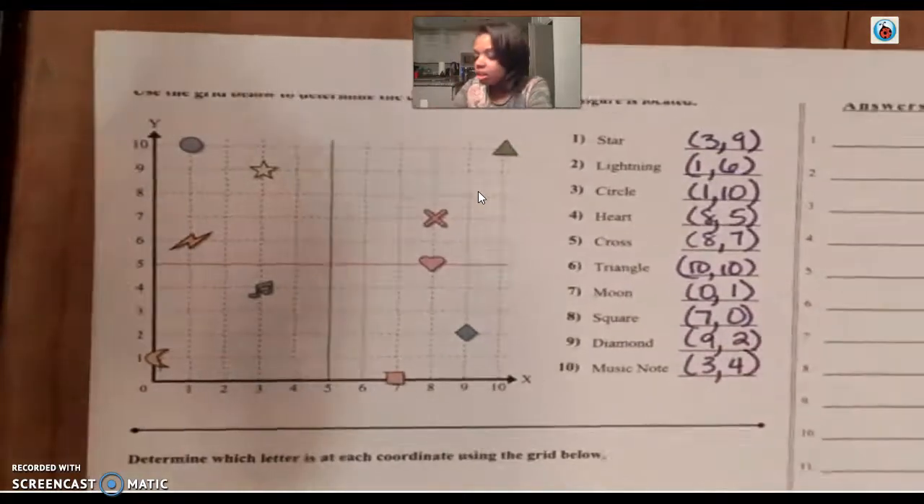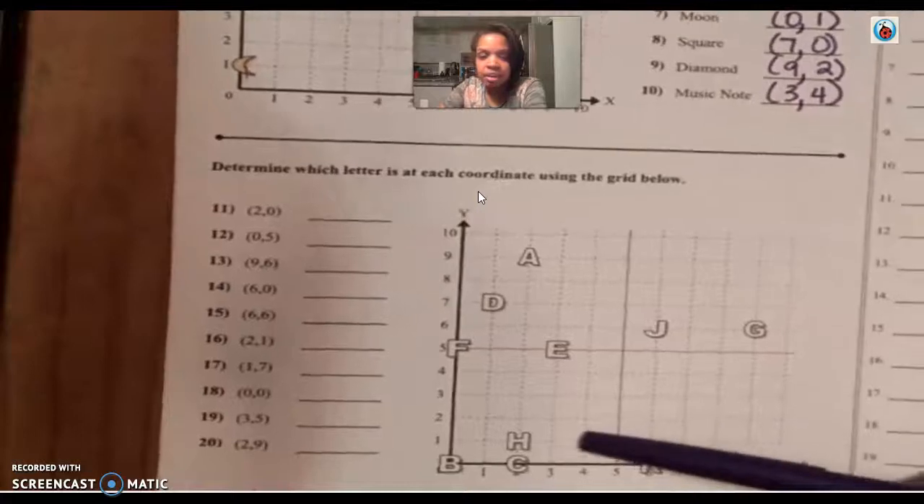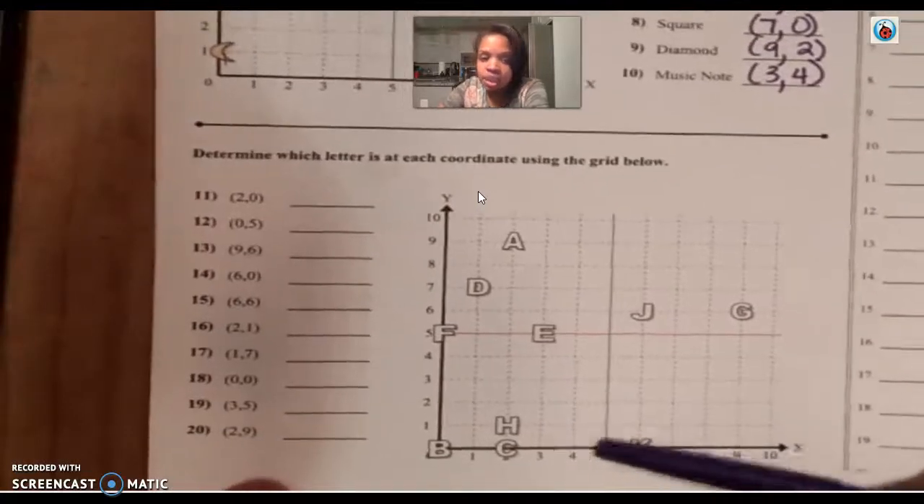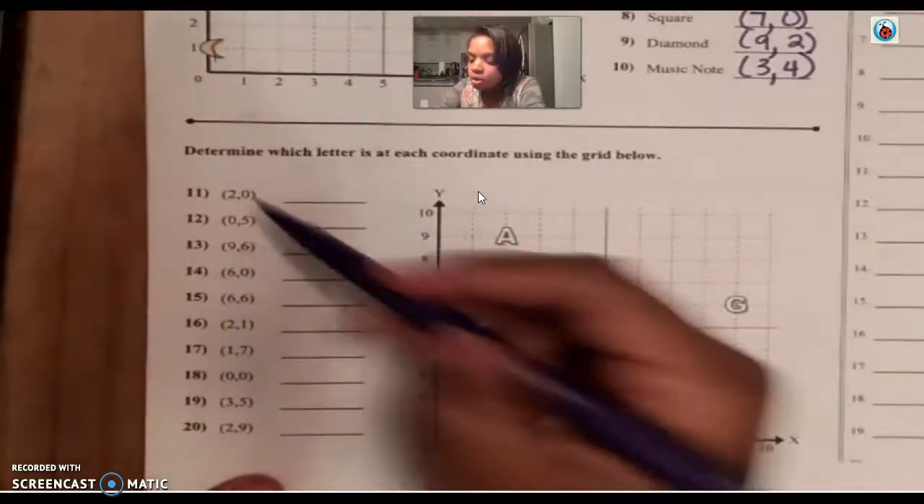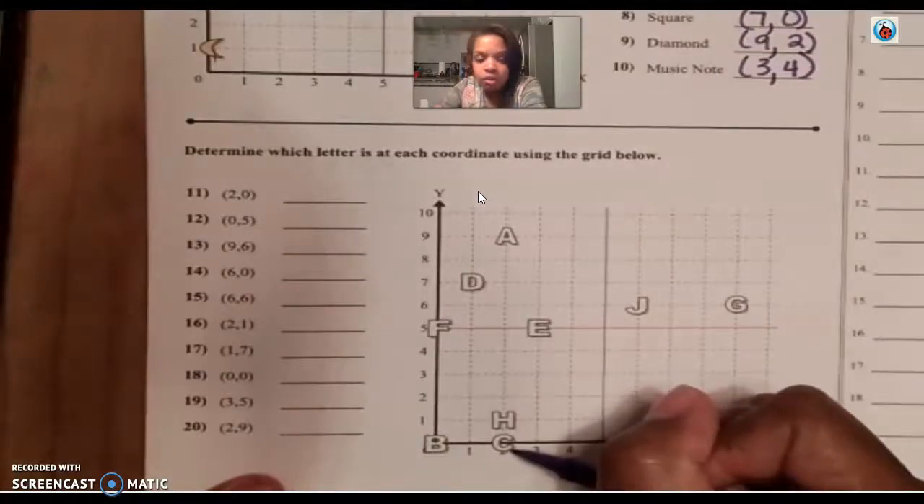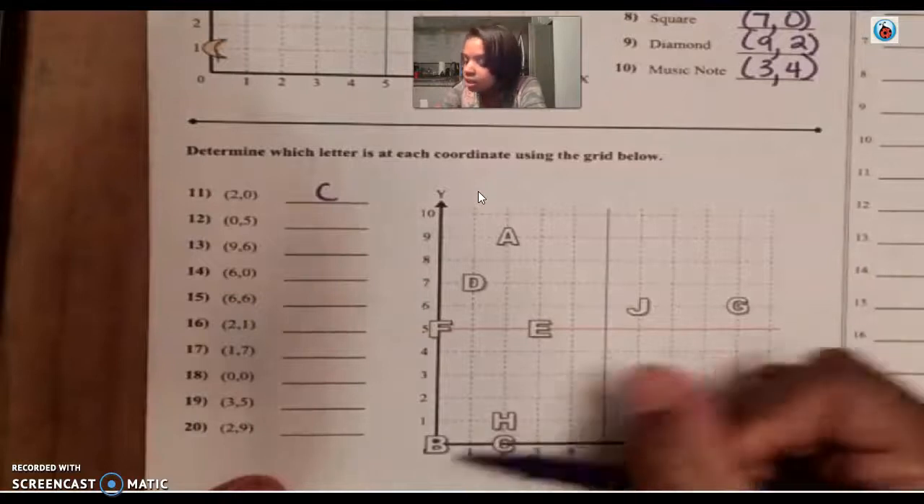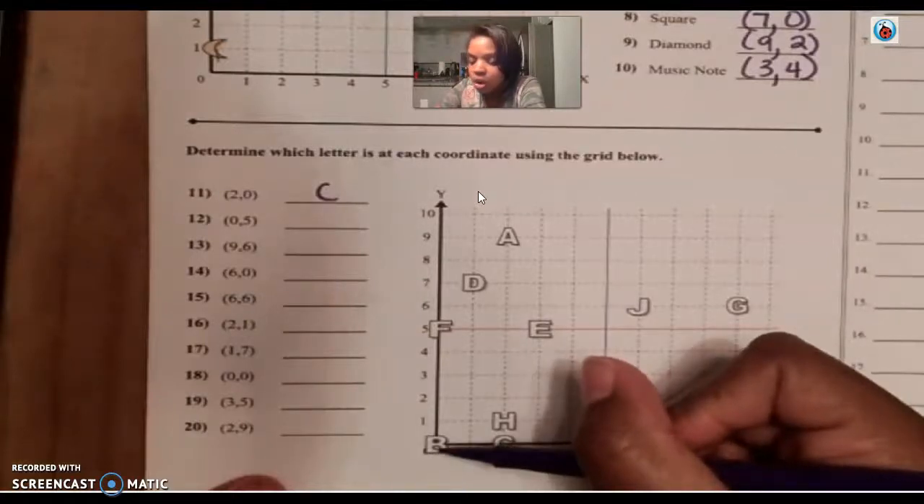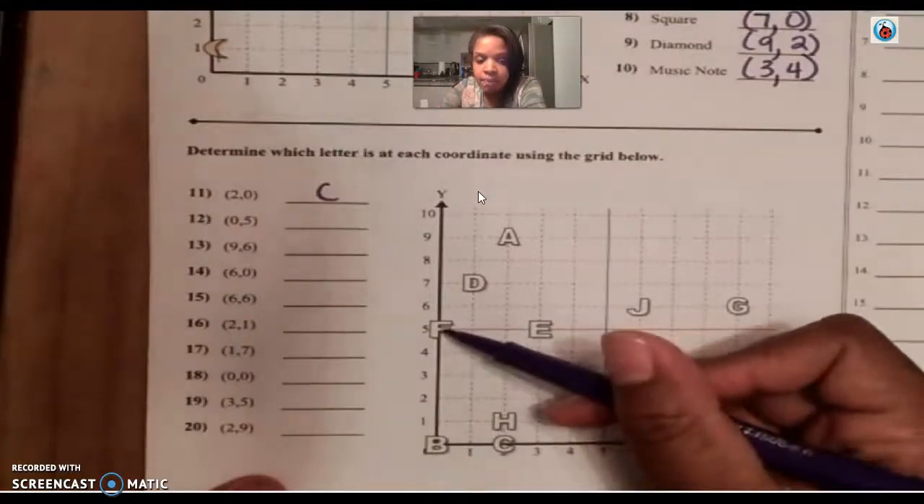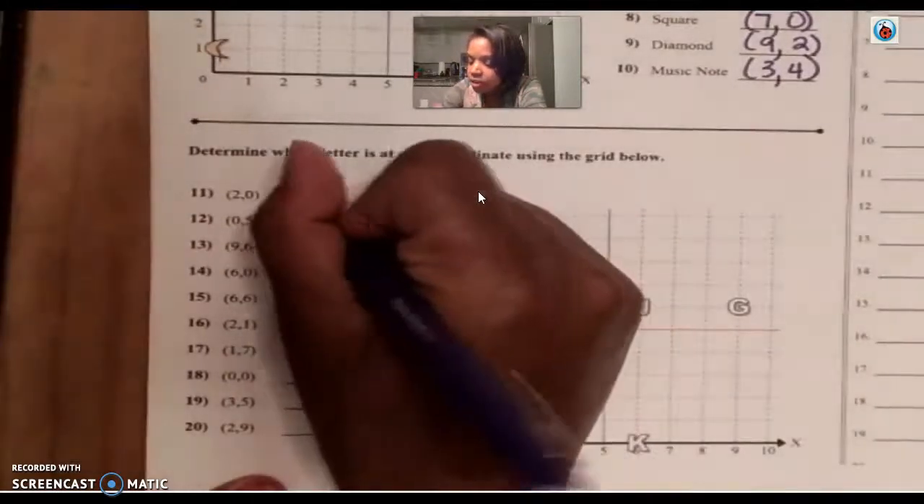All right, so let's look at the bottom part of the paper where now you just had to write the letter that coordinates with the ordered pair. So 2, 0, that means I go over 2 and up 0, so that would be the letter C. 0, 5, so that means I go over none, but I go up 5, and that would be F.